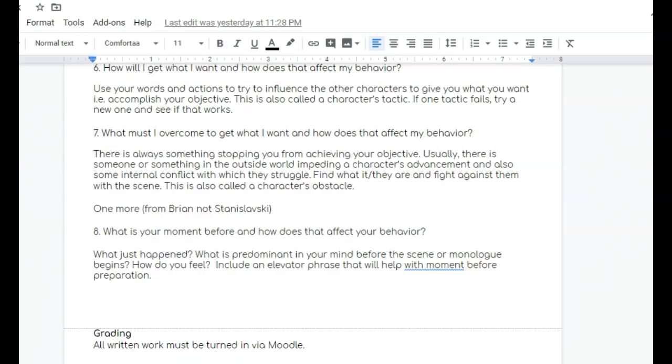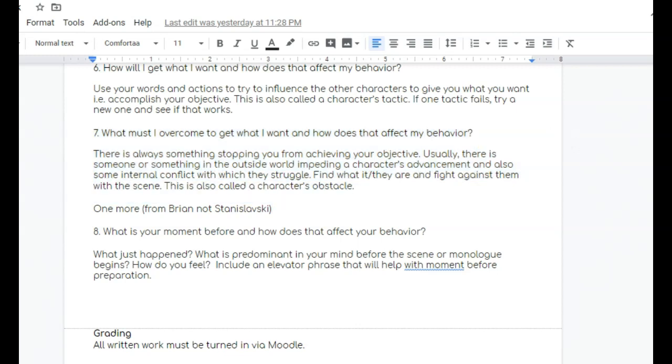What must I overcome to get what I want? And how does that affect my behavior? What's your obstacle? You said it nice and simply above. Now flesh it out a little bit more. There's someone or something in the outside world that's keeping you from getting what you want. Maybe it's you. Find out what they're fighting against.